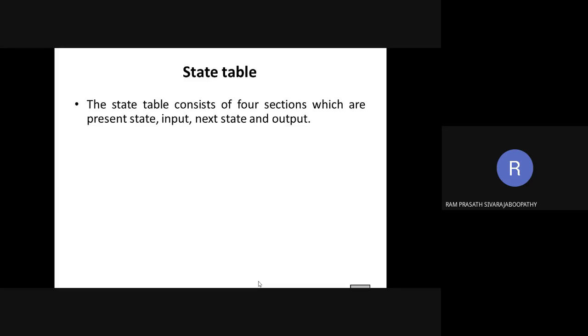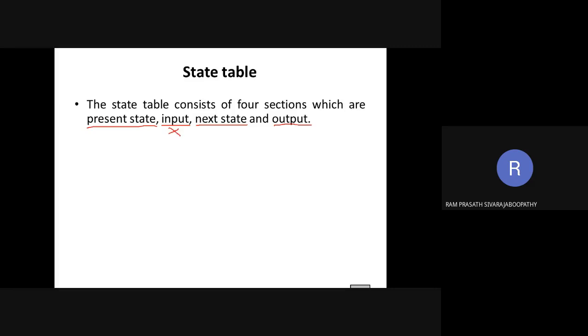Now the state table. A state table consists of 4 sections. Let's see what they are. The present state, then the input we are having, then the next state, and the output. Clear?